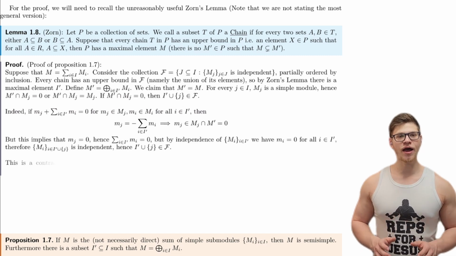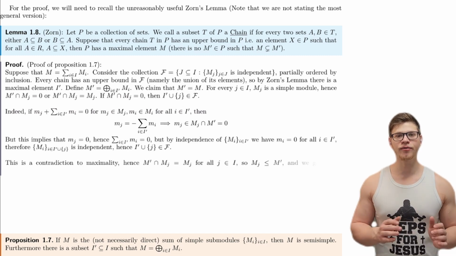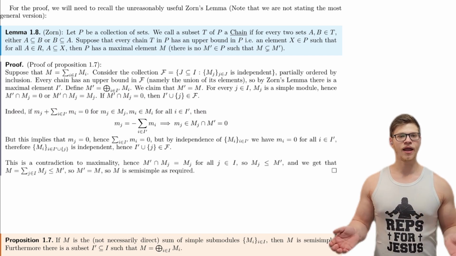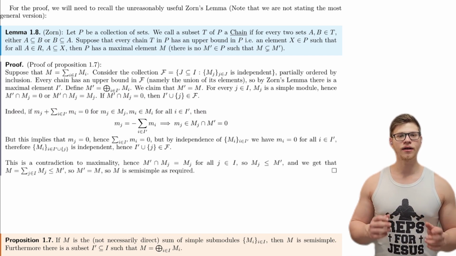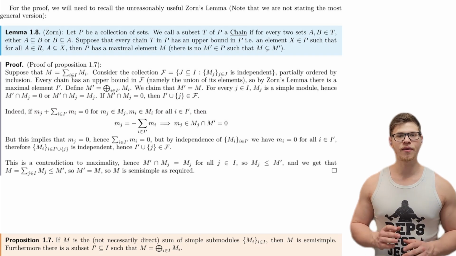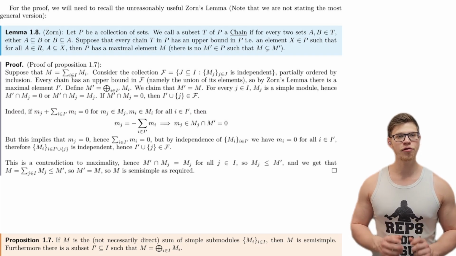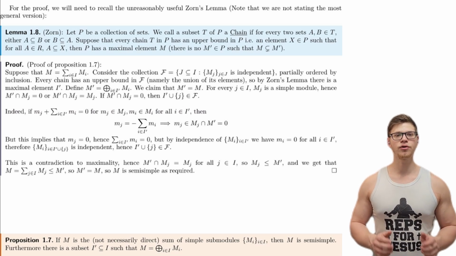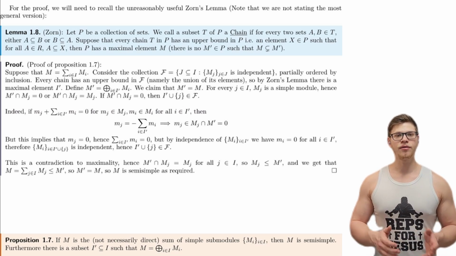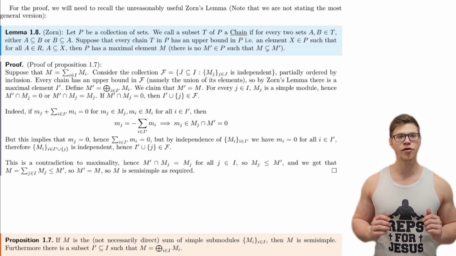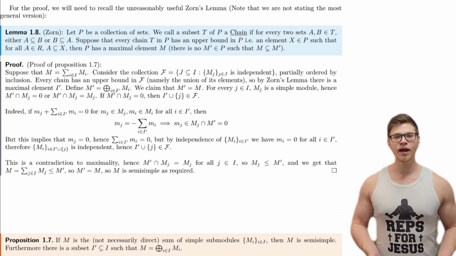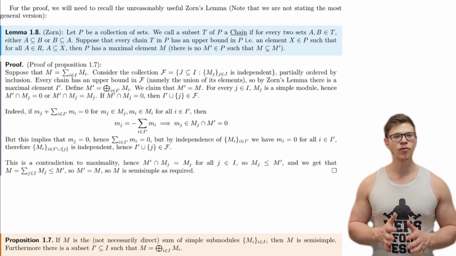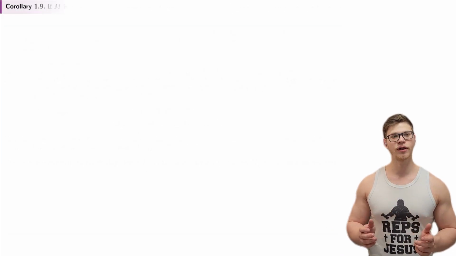We must therefore have that the intersection of m_j with M' for all j in I is m_j, but this implies that m_j is a submodule of M' for all j. Hence, the sum of all m_j is also a submodule of M', but this is equal to M by hypothesis. So M' contains M and hence is equal to it, and so M is semisimple. We now have the following useful corollary.